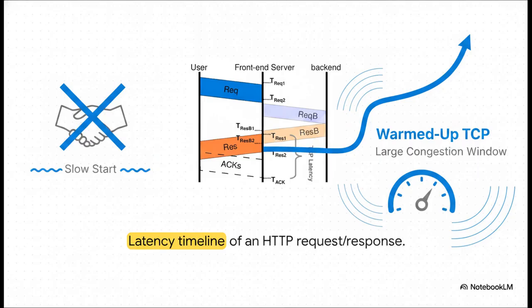Avoiding those repeated handshakes means subsequent requests get to ride on a warmed-up TCP connection. Whenever a new connection starts, it goes through a slow start phase, basically tiptoeing onto the network with a tiny initial congestion window. Reusing the connection means you keep that established, much larger congestion window. It's an absolute game changer for bandwidth utilization.